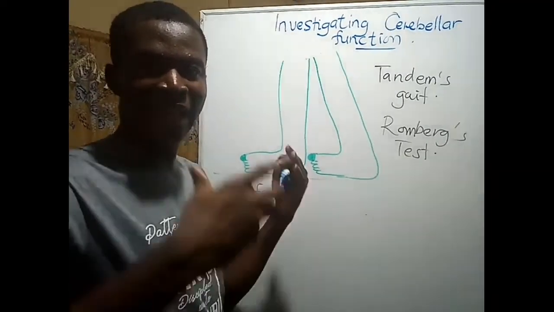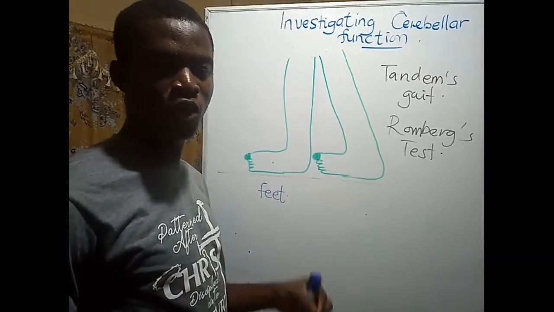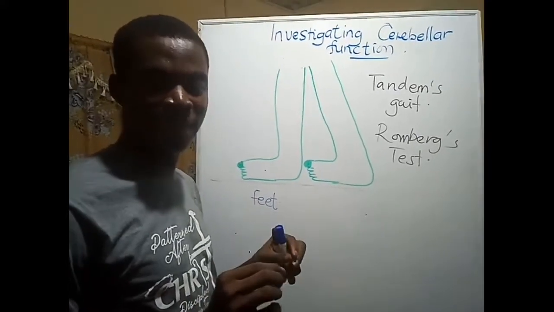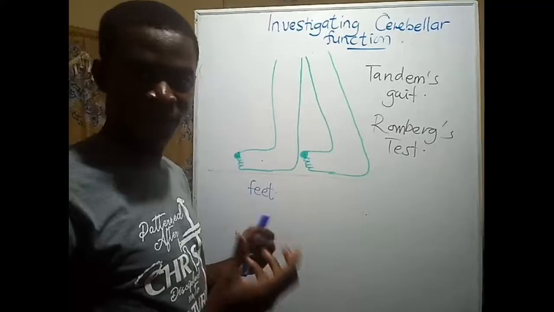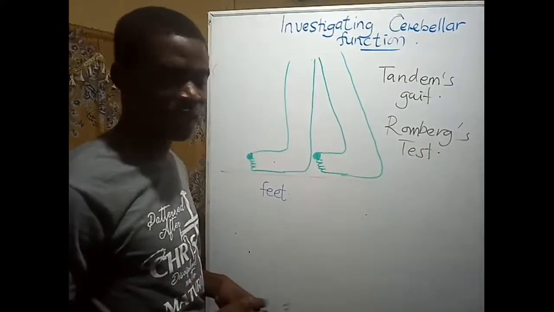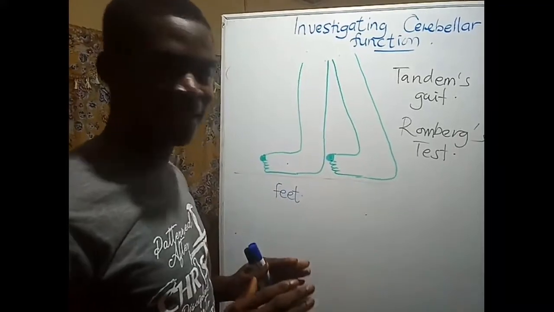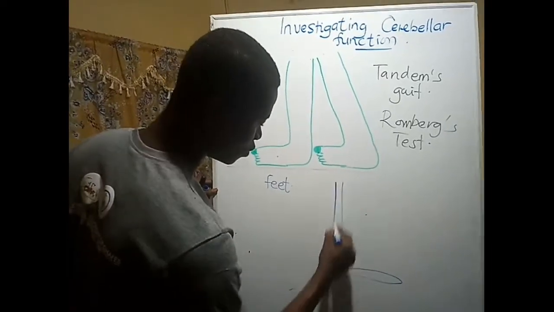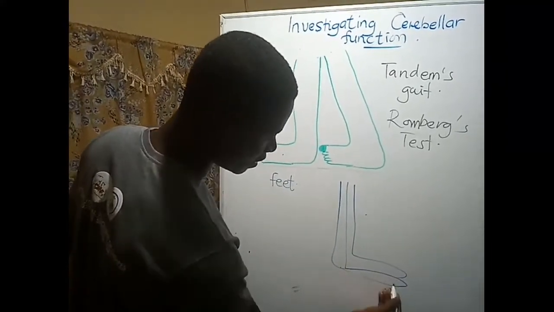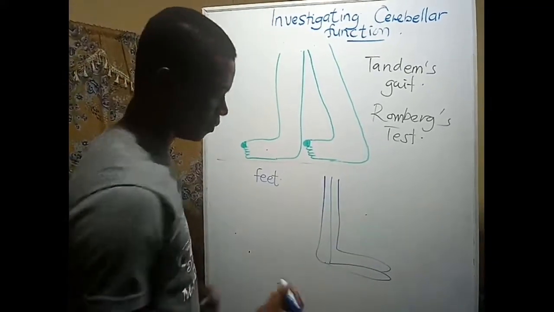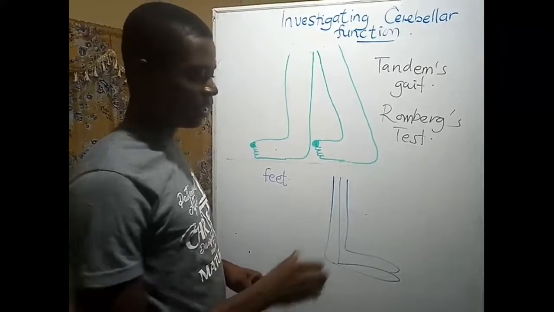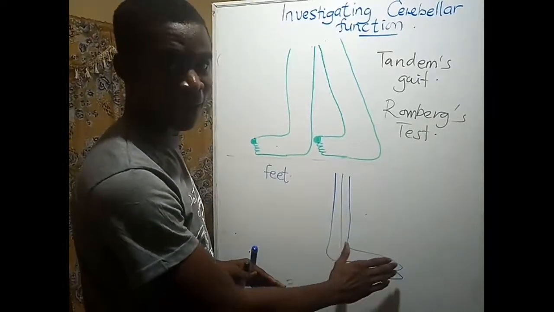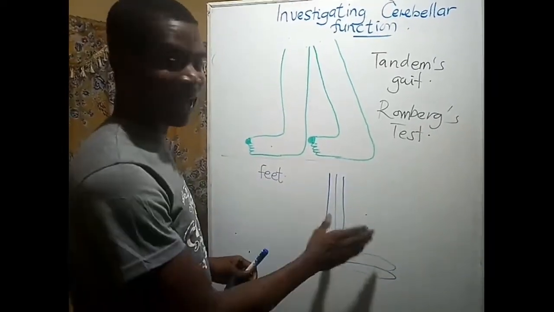Proprioception simply means your knowledge of the position of the body. You can also use it to investigate an individual's sense of balance, the vestibular system, the position of the head, or the vision, because vision also helps us in balance. Now, in Romberg's test, what you do is you ask the individual to stand with the two feet parallel to each other. Now, the individual must also make sure that his or her eyes are closed. So in Romberg's test, you stand with the two feet parallel to each other and the eyes closed.